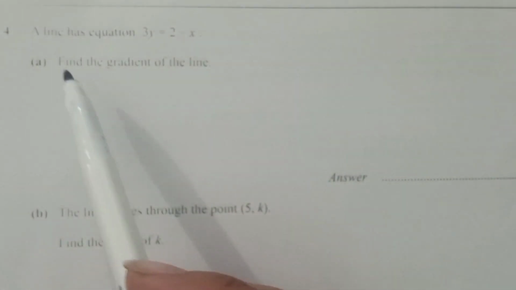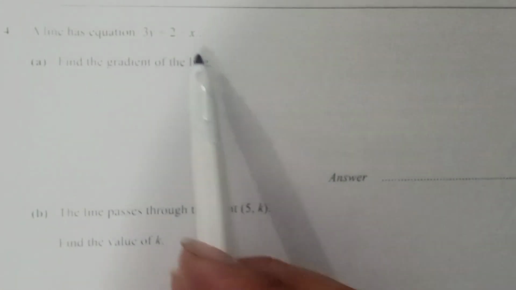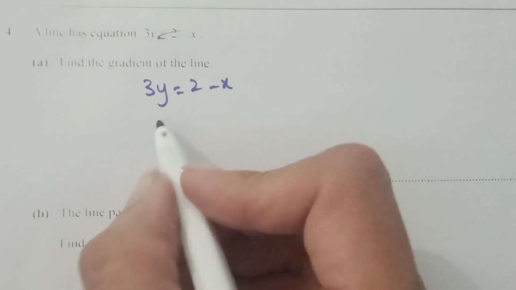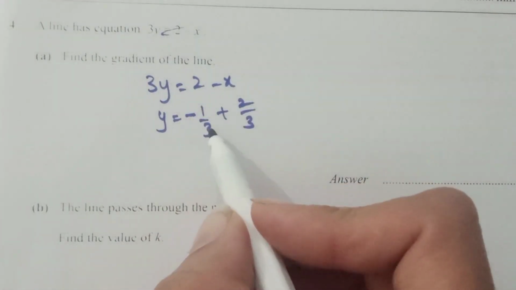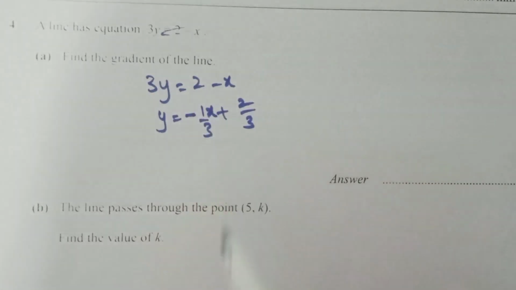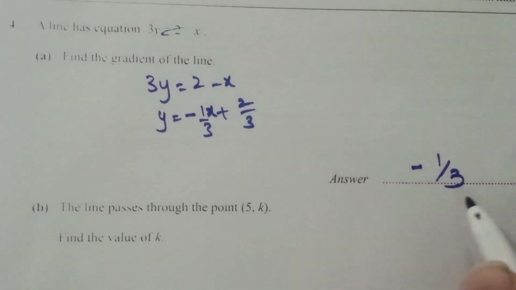Now students, next question. A line has an equation, find the gradient of the line. This line is 3y is equal to 2 minus x. Now we have to divide this equation by 3, and we get y equals minus 1 by 3 x plus 2 by 3. Only I change these positions, and this is x. Now the gradient is minus 1 by 3, and the answer is minus 1 by 3.